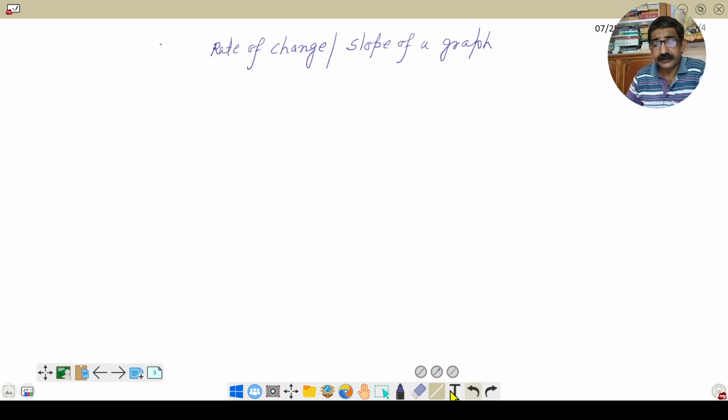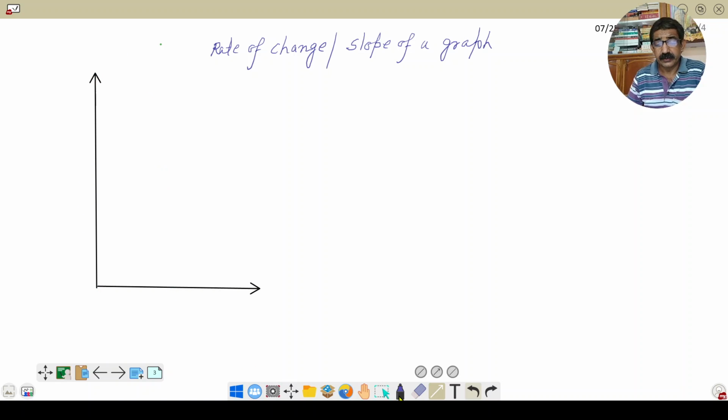It's a new idea for you. Suppose this is the x-axis. You've already learned about the x-axis and y-axis, and this is the y-axis.